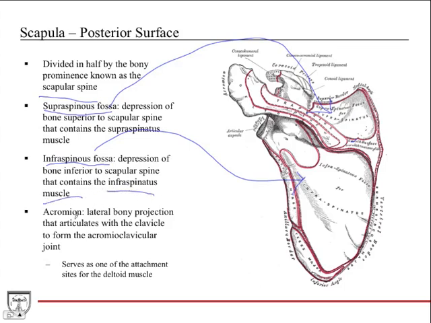Then you have the acromion, which is shown here, which is really this bony prominence right here, and it's a lateral bone projection. It articulates with the clavicle to help form the acromioclavicular joint, or the AC joint, which we'll talk about in a few slides. And the acromion also serves as an attachment site for the deltoid muscle.